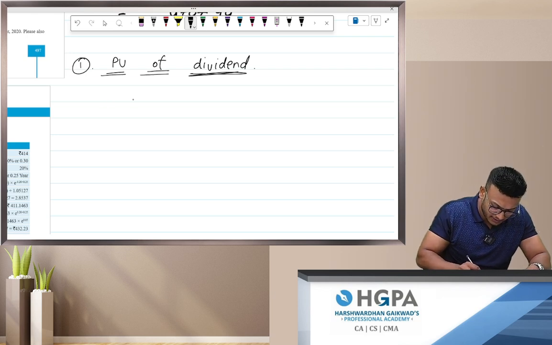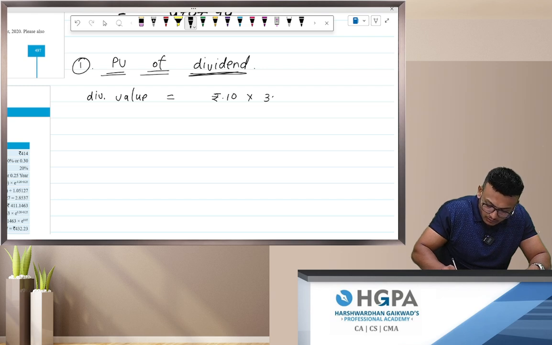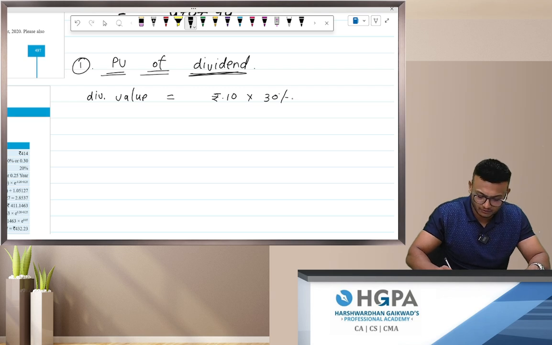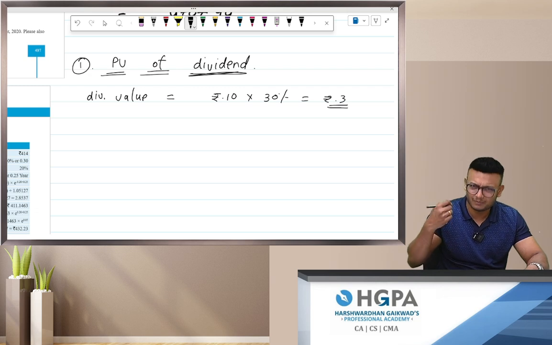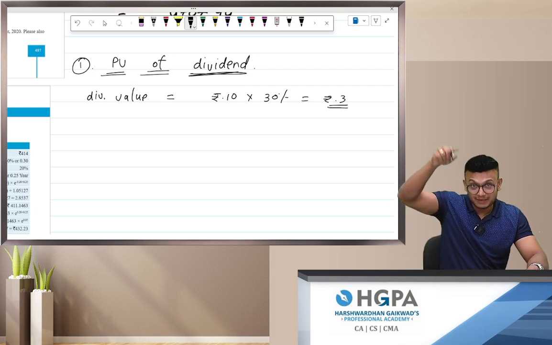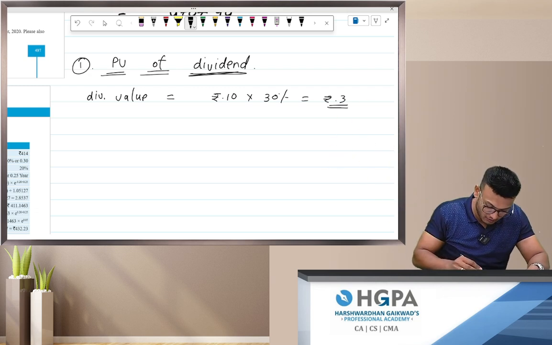How do we do it? First of all, what is the dividend value? Rupees 10 into 30%, since it's all on face value. So how much is this? Rupees 3. In the previous question, they had given you the dividend of 50 rupees. So very simple, we need to compute the present value for rupees 3. How will we do it? Simple.